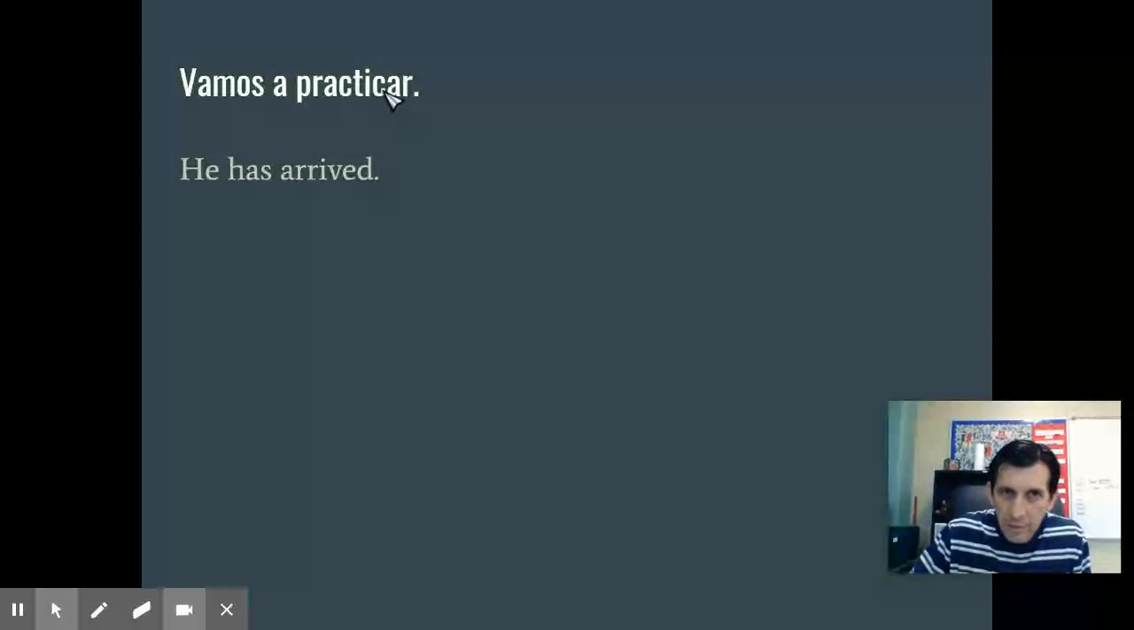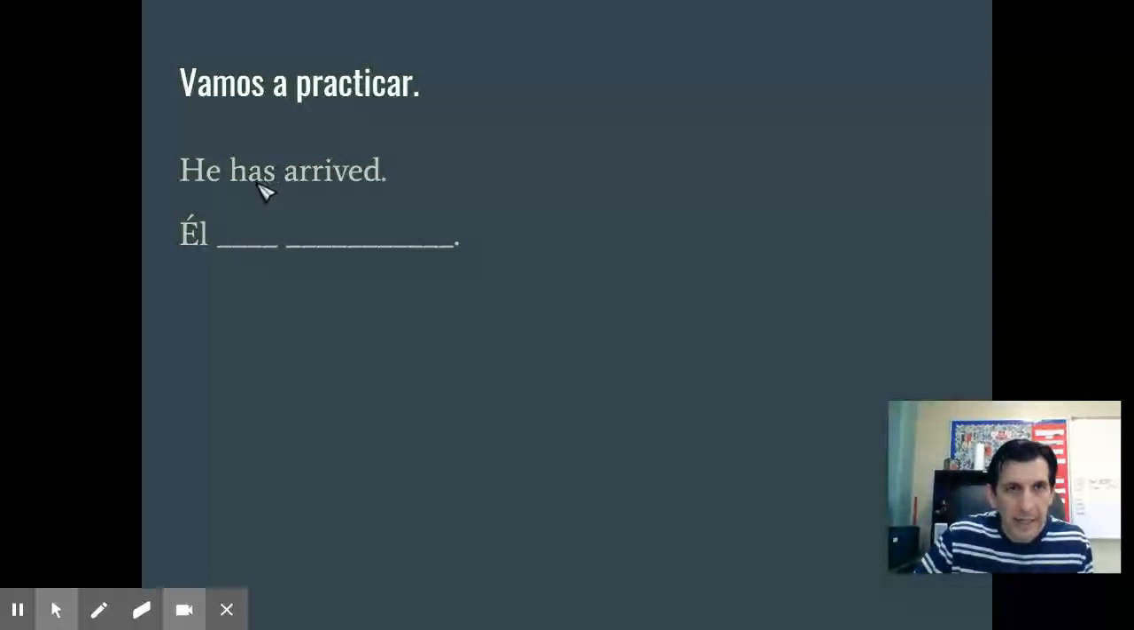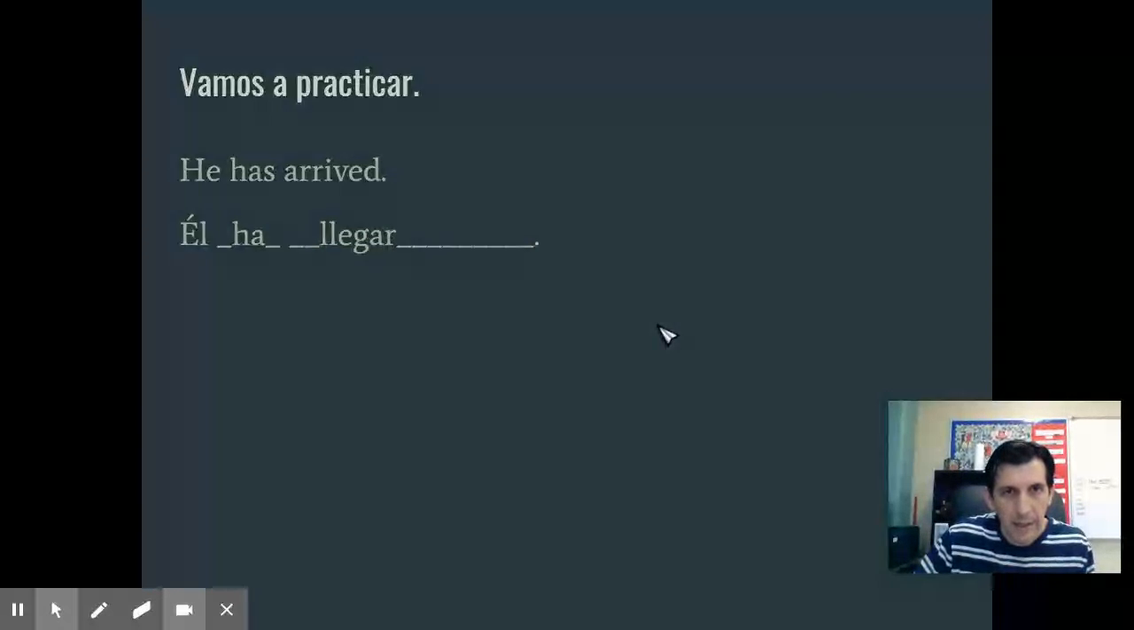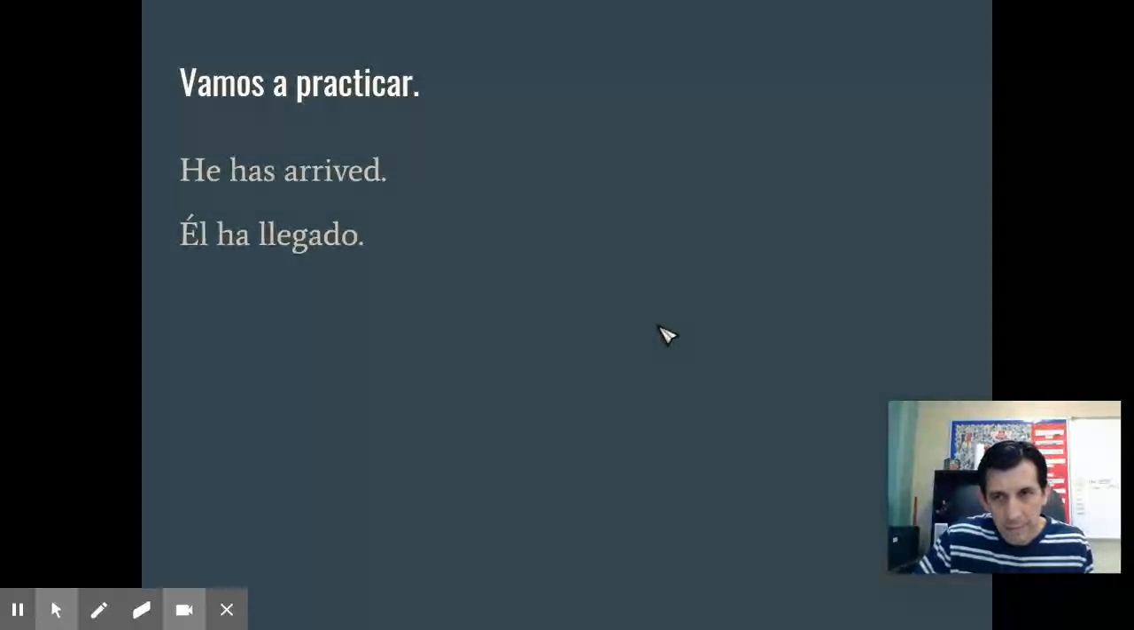Y vamos a practicar un poco más. He has arrived, so we say él. And he has, so we take the haber form and we conjugate it for he, él ha. And then arrive is llegar. Llegar is arrive, and then we're going to drop the AR and we add what ending? Él ha llegado. He has arrived.